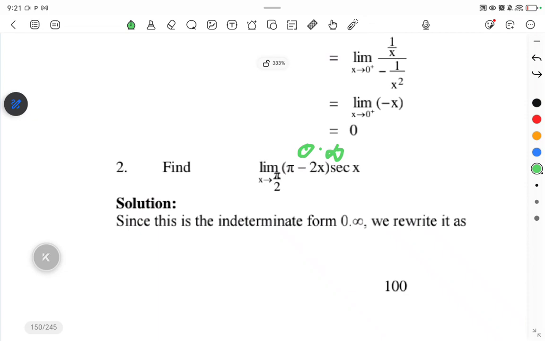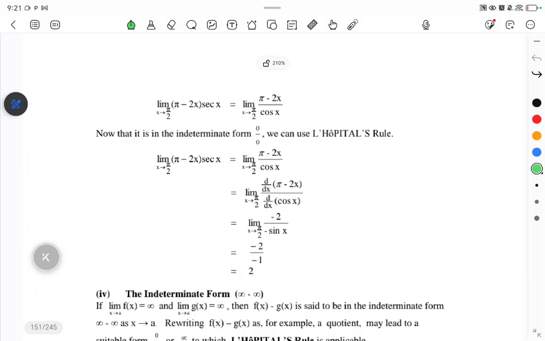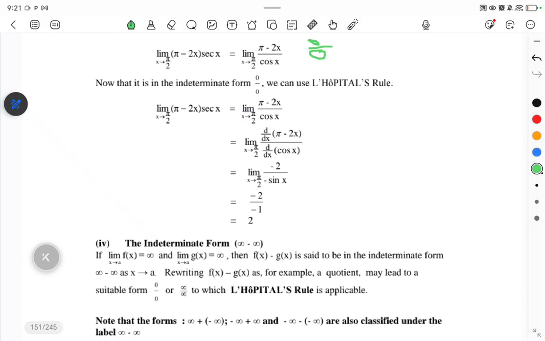So let's plug in now and check if this is infinity over infinity or 0 over 0. So we have the numerator 0 over the denominator, cos of that will be 0. So this is 0 over 0. So you can now derive the numerator and denominator individually. You see, then you get that.